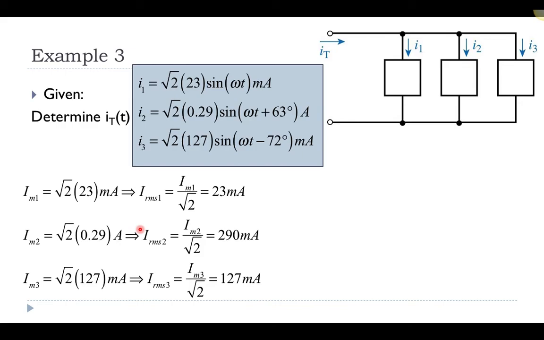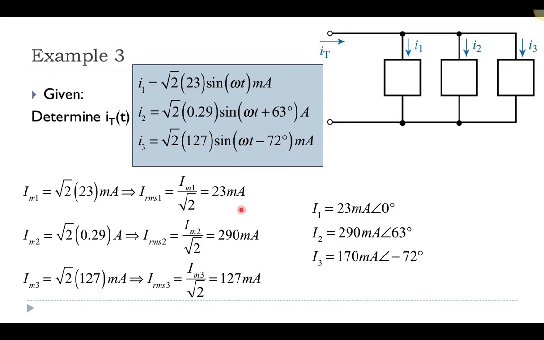My first thing to do is to figure out what the RMS values, or effective values, are. It's just the amplitude divided by the square root of 2. So like I said before, this is going to be 23. I'm going to convert everything into milliamps. This was 0.29 amps, so that would be 290 milliamps, and then the last one would be 127.